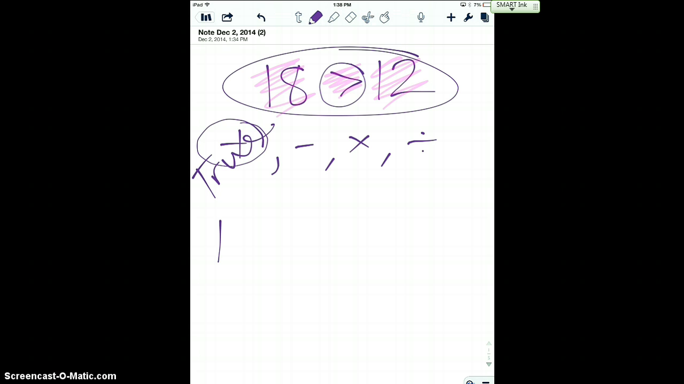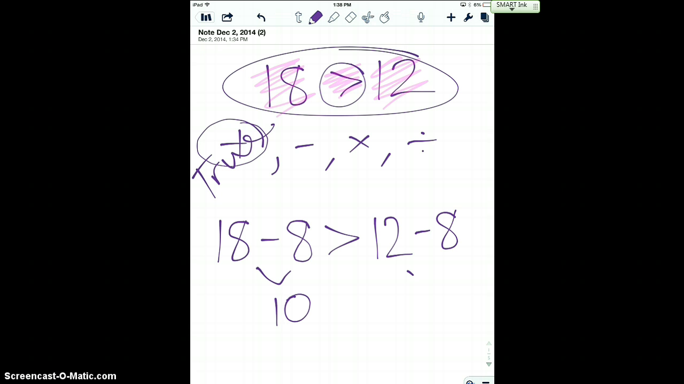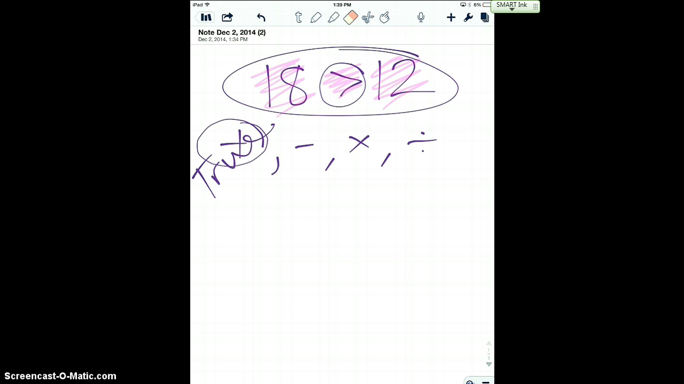Let's look at subtraction. If I take 18 and I subtract, I don't know, say 8. Make it easy. I keep the inequality of greater than. I take the 12 and I'm going to subtract that same number, 8. Let's see what happens. 18 minus 8 is 10. 12 minus 8 is 4. Does my inequality statement remain true? Is 10 greater than 4? Yeah, it is. So this remains true.